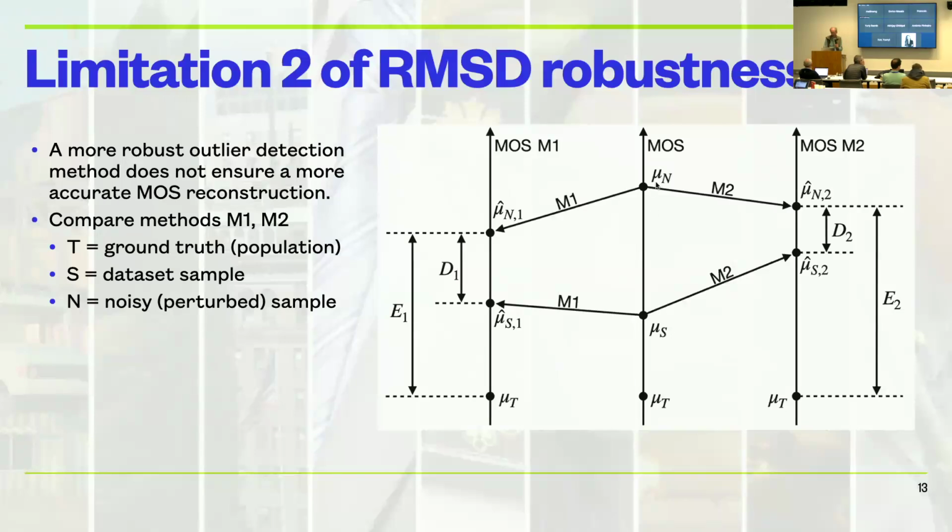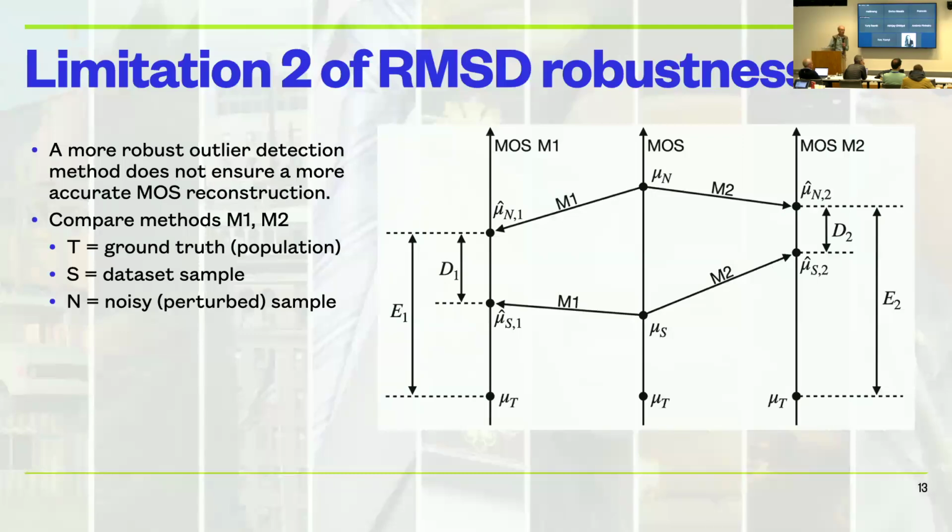And then when we introduce noise, we have mu N, probably a larger distortion. Now we apply an outlier detection, and after outlier detection, the two reconstructed MOSes are here, and this is a small D2 here, the small root mean square distance between the reconstructions for method 2. For method 1, we have a larger root mean square difference, so a worse robustness. However, the reconstruction here has a smaller error than the reconstruction on the right-hand side. M1 should be preferred, but M2 is more robust.